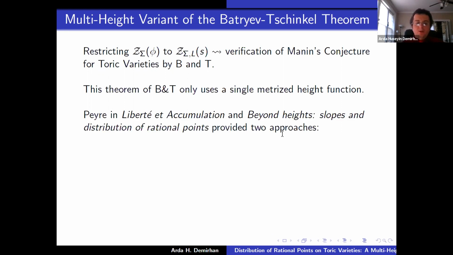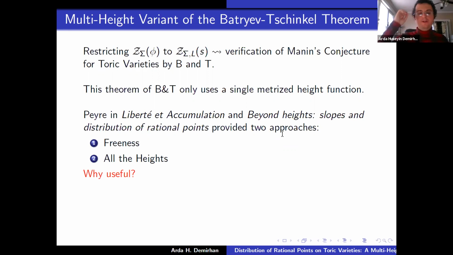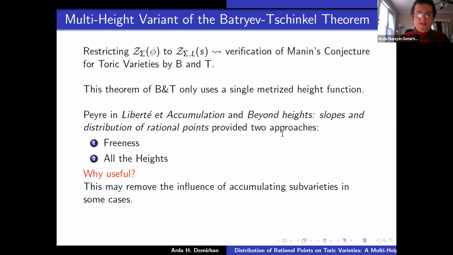Instead, we consider the multi-height approach suggested by Emmanuel Peyre. In fact, he combines both freeness and all the heights approach in his papers, Liberté, Accumulation and Beyond Heights, Slopes and Distribution of Rational Points. These things are useful because we may eliminate the effect of accumulating subvarieties in some cases. So we'll be applying Peyre's multi-height approach for toric varieties.